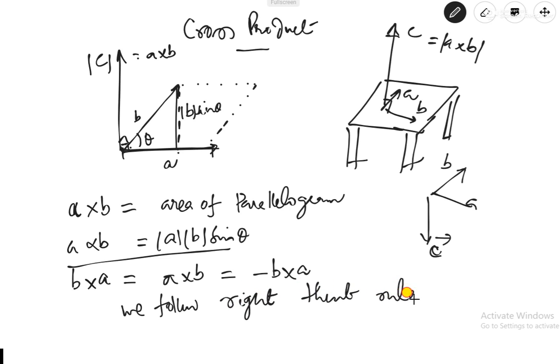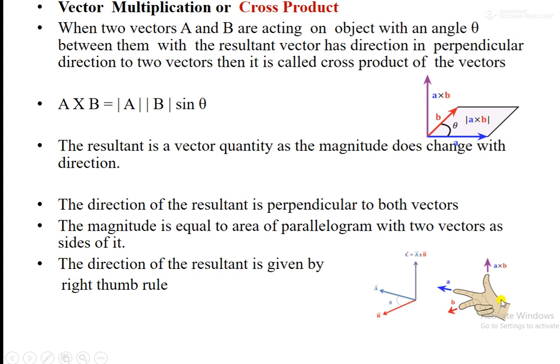Right hand thumb rule. If you want to know what the right hand thumb rule is, I will show it here. If you see here, this is the right hand, and this is the thumb, the index finger, and the middle finger. The index finger shows one vector, A, and the middle finger shows the other vector, B. The angle between them is known. So the resultant vector will be in the direction of the thumb. This is what is called the right hand thumb rule.